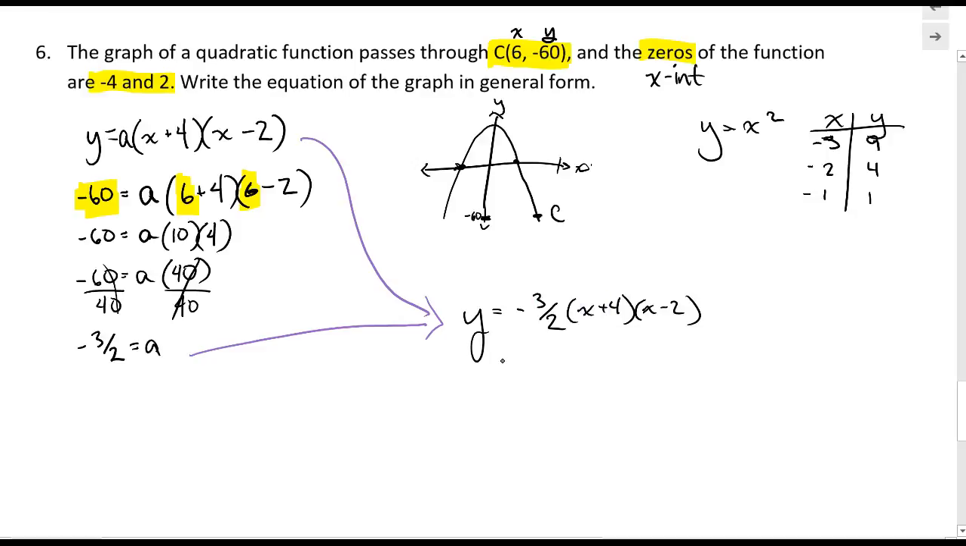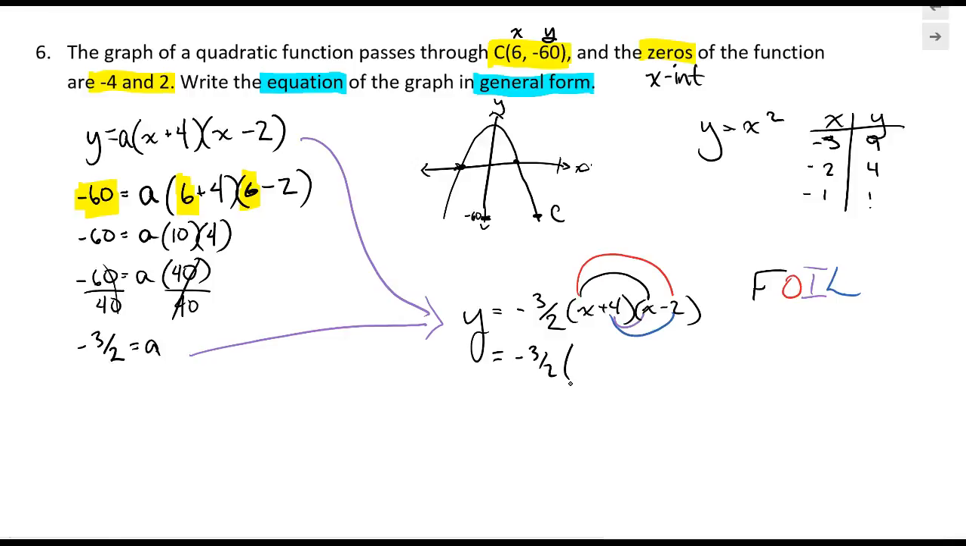But is this the answer to the question? If we go back to our question, it is asking for the equation. Sure, we've got an equation, but we do not yet have it in general form. So we need to get this together. How do we do that? The reverse of factoring, we distribute, which could result in you thinking of FOIL: firsts, outsides, insides, lasts. So we multiply that. 3 halves can hang out in front for now. We want to deal with fractions as late as possible in the game, as usual.